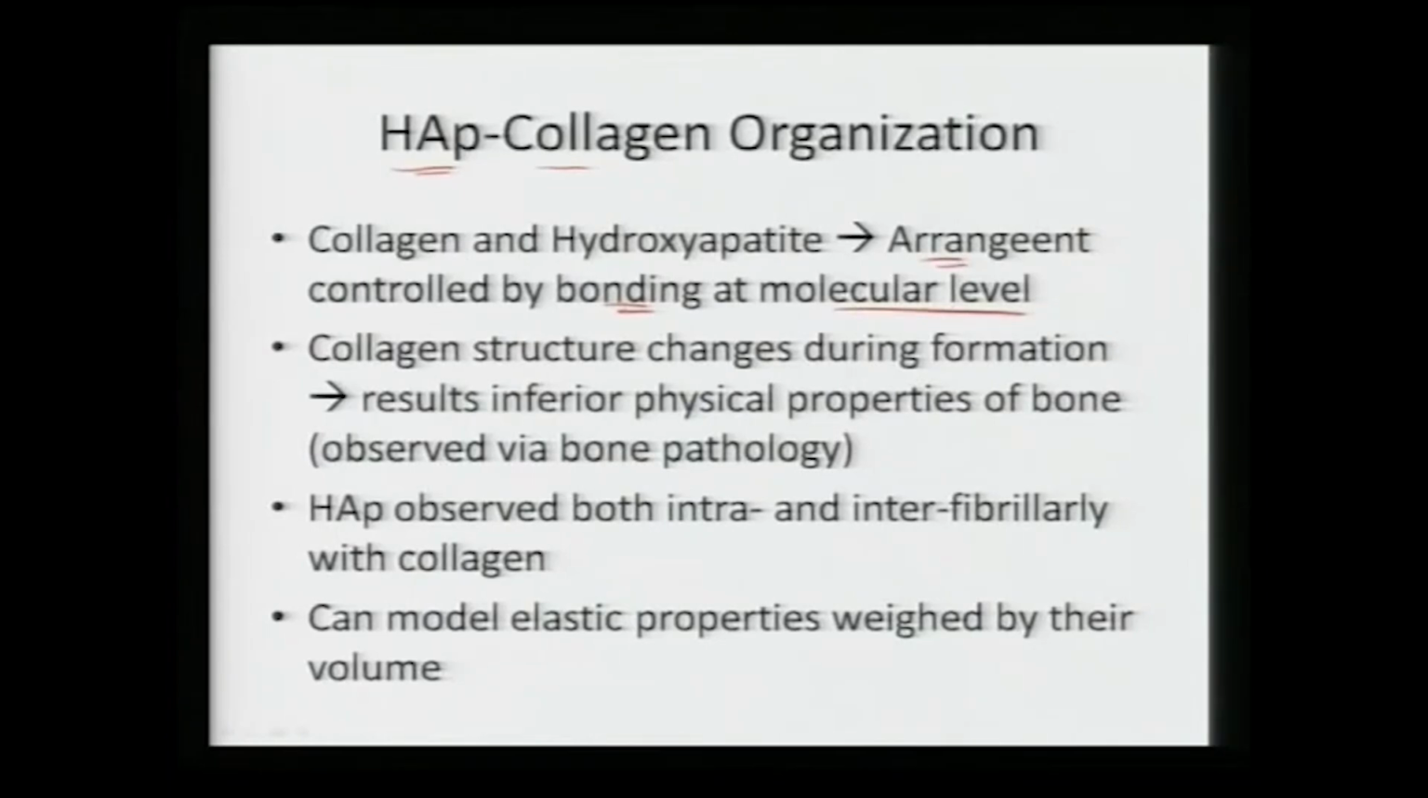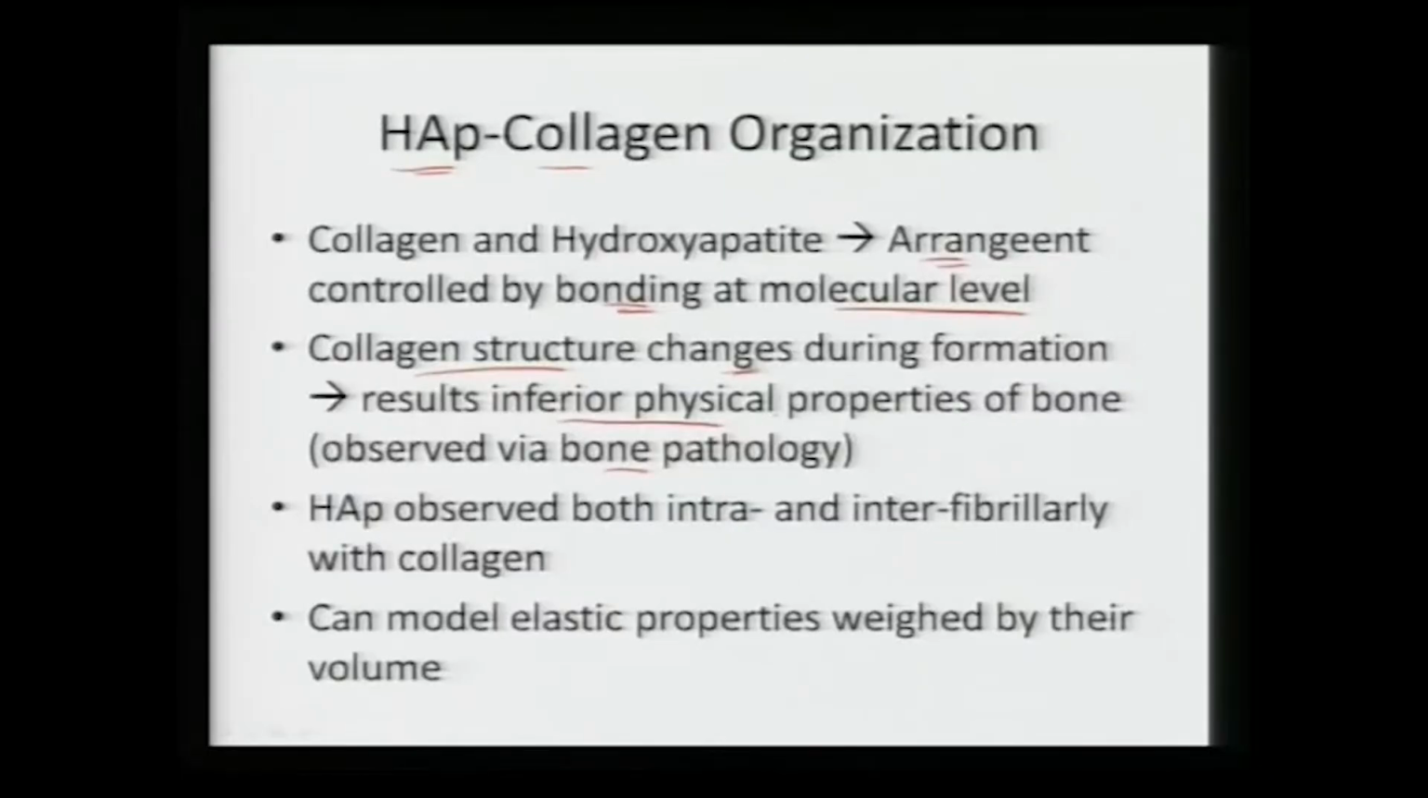It has also been observed in bone pathology that the collagen structure changes during its formation. So it can also result in certain inferior physical properties later on. So the particular structure is not really exactly consistent. Had it had a controlled bonding with the HAP, it should be able to repeat itself no matter what, but that is not so. So there is something very tricky happening at the molecular level, and that is dictating the overall bonding between hydroxypeptide and the collagen.